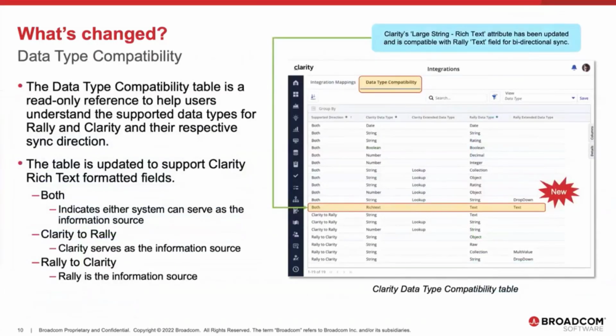Moving on, the data type compatibility grid is a read-only reference table to help users understand the supported data types for Rally and Clarity and their respective sync directions. Both indicates either system can serve as a source. Clarity to Rally indicates Clarity serves as the source. And then Rally to Clarity indicates that Rally is the source. I want to draw your attention to the inclusion of Clarity's rich text field, which can now be synced with Rally's text field and their respective formatting capabilities.